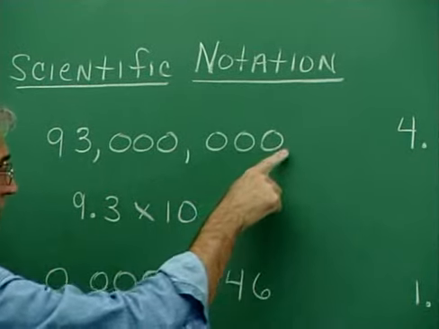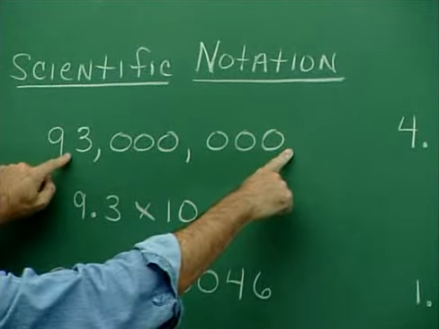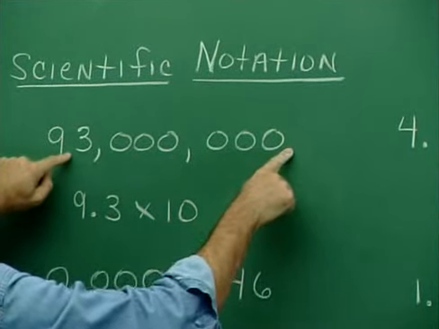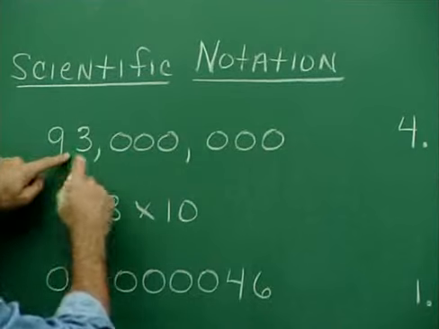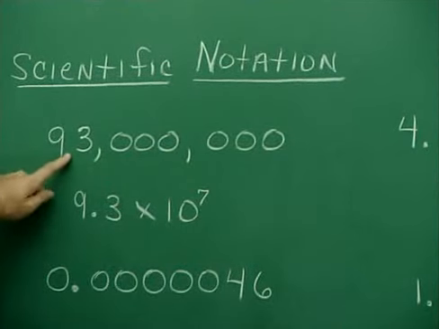Now the decimal point is understood to be here in 93 million, and we're moving it to a position between the 9 and the 3. So we're moving it 1, 2, 3, 4, 5, 6, 7 positions, and therefore this is 9.3 times 10 to the 7th power.